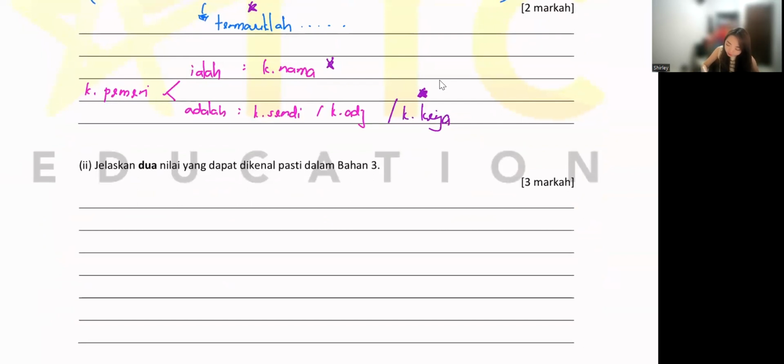Question 2, they ask you to "jelaskan dua nilai yang dapat dikenal pasti dalam bahan 3." "Dikenal pasti dalam bahan 3," which means what? Which means you will be able to get the information from bahan 3, right? So, also "berdasarkan petikan," you can get the answer. Teacher, can I just list out the 2 nilai and finish? No. It's a 3-mark question, it means that you will need to list out the nilai and then provide the example in which parts you see that this nilai is shown.